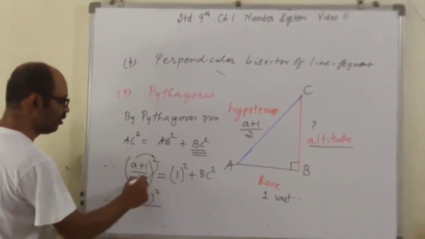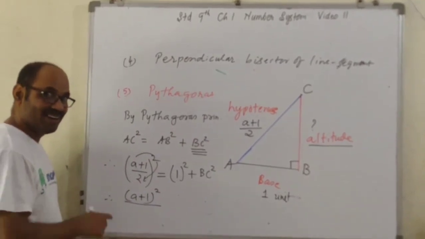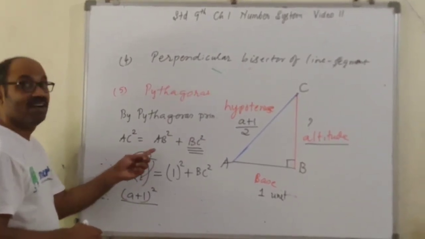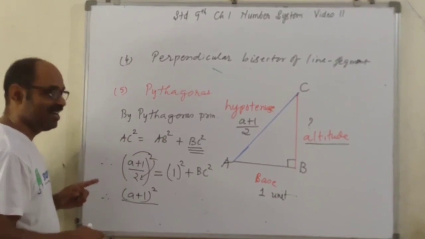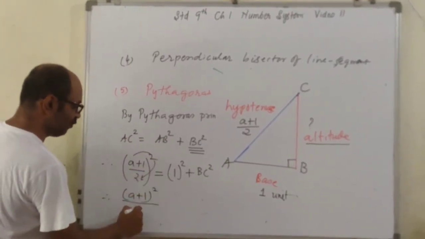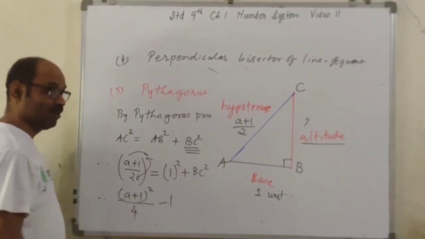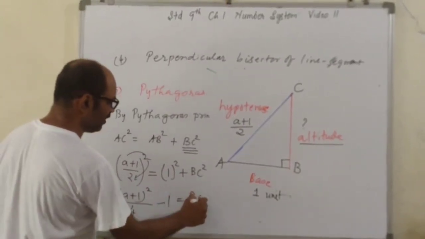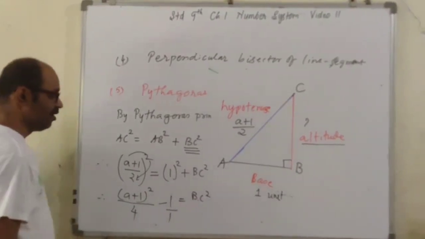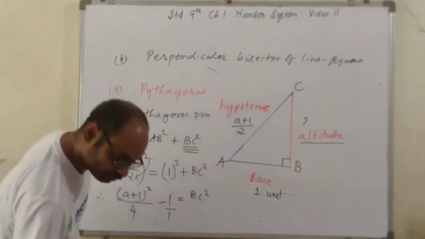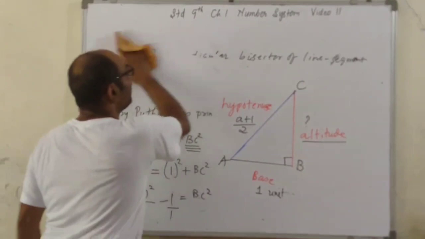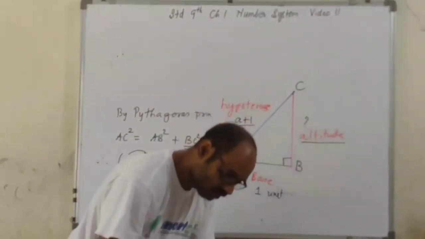Square of numerator upon square of denominator. Earlier in this session we saw power of a quotient. What is the square of 2? 4. The square of 1 is 1. Take this to this side, it becomes minus 1. That is equal to the altitude square. 1 upon 1 you can take. Alright. I'll erase this part and continue.